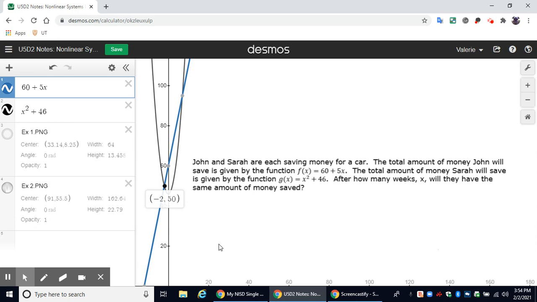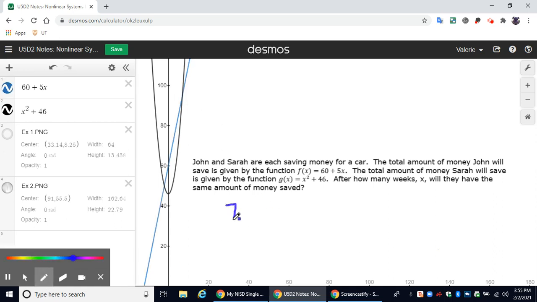So you have to think about the context of these questions now. Is that an answer that we want? So no, we don't. Weeks can't be a negative value. So we're going to look at our second point of intersection up here, which is (7, 95). So to answer this question, after how many weeks will they have saved the same amount of money, because weeks is represented by x, we can say after 7 weeks.